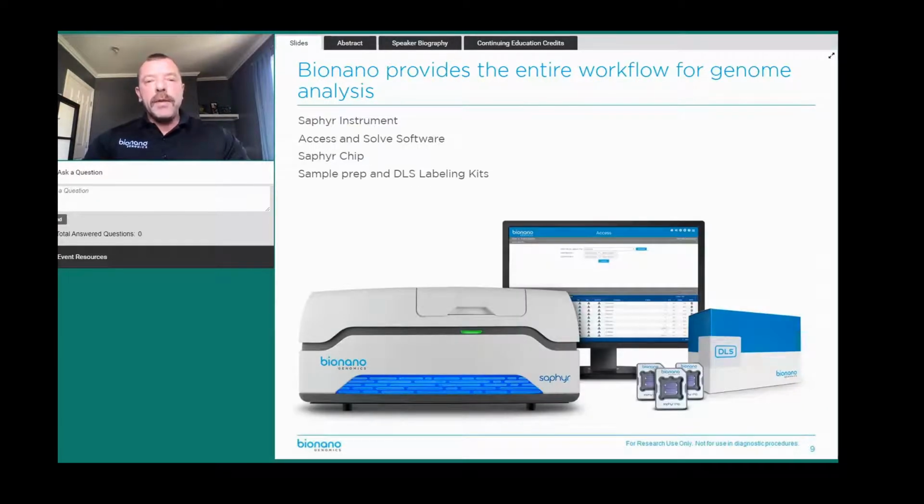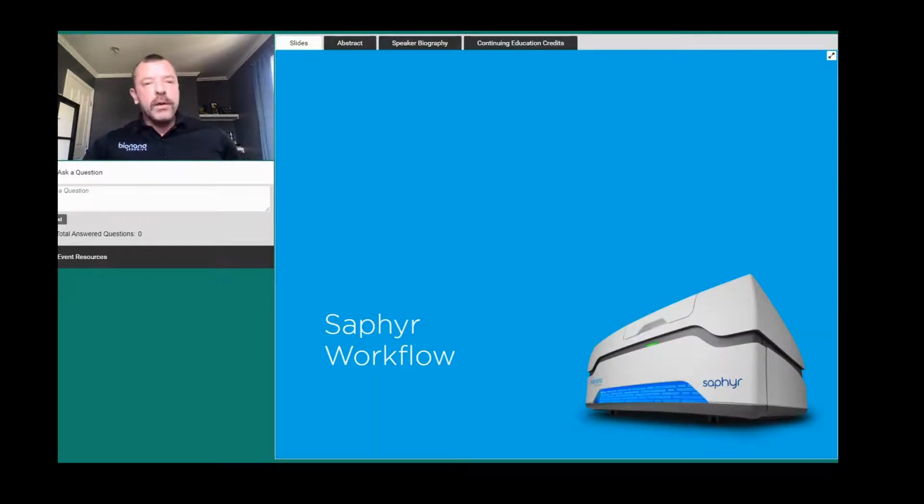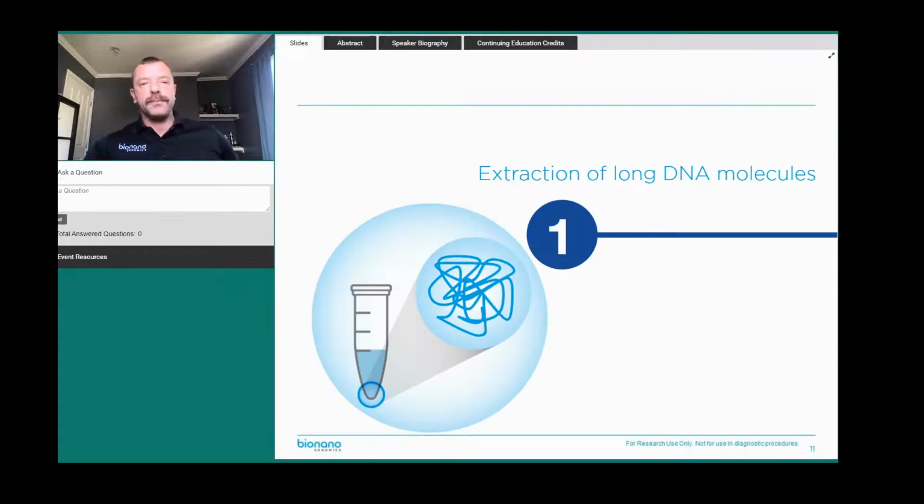So Bionano provides an entire workflow. We have the Sapphire instrument. We have the chips that linearize the DNA. We have consumables for DNA isolation and labeling, and I'll talk about that in a minute. And then we have our own software called Bionano Access to analyze that data. So let me tell you real quick how it all works.